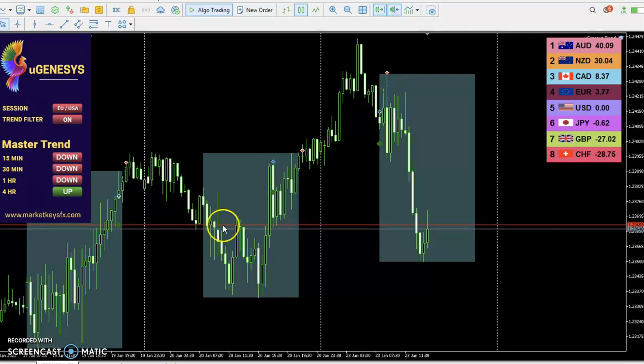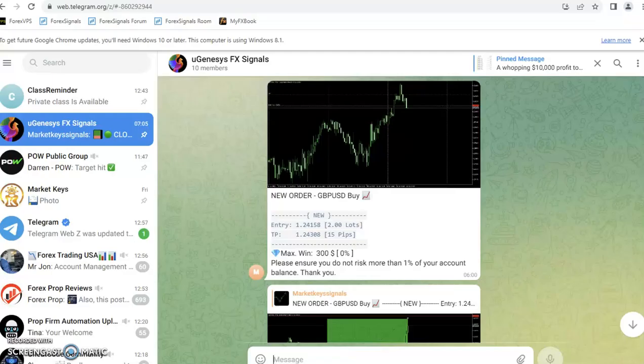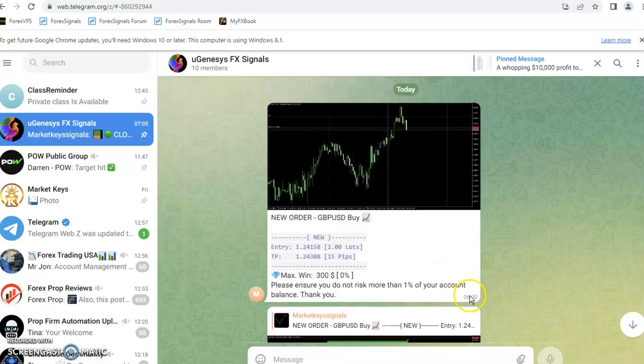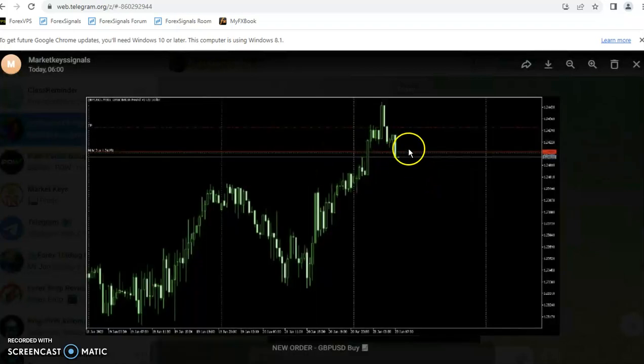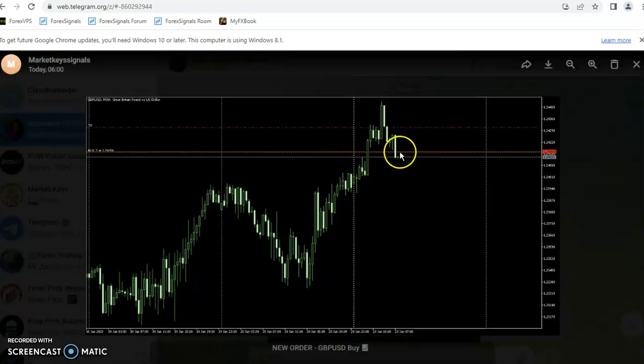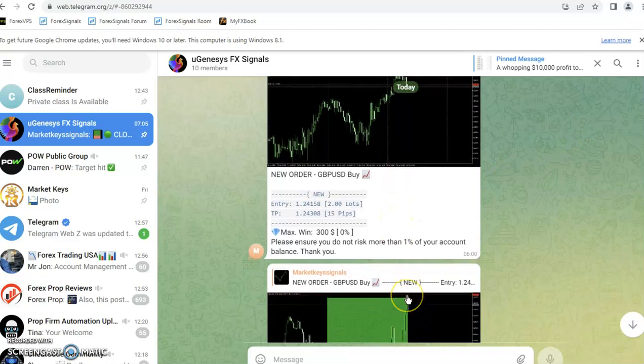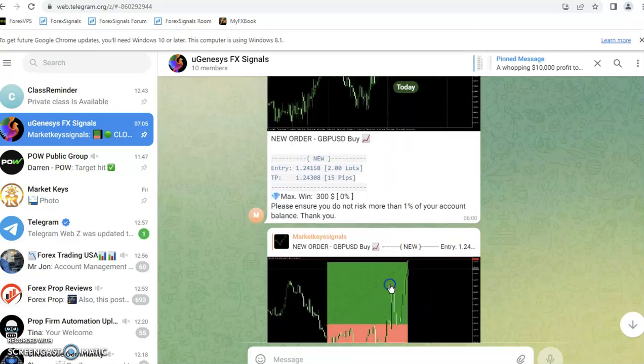Okay, let me also show you more proof. You can see this was about 6 a.m. this morning, and you can see exactly where I entered the trade right here, and this was my take profit, a very small and achievable take profit. All right, and here you can see the results.